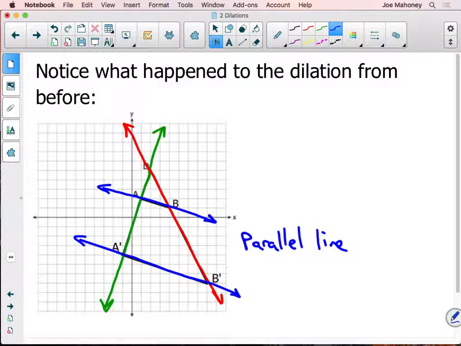How do you know it's parallel? Well, the slopes are the same. Remember that? Remember, parallel lines have the same slope. So here's what I'm thinking about in terms of our dilations.